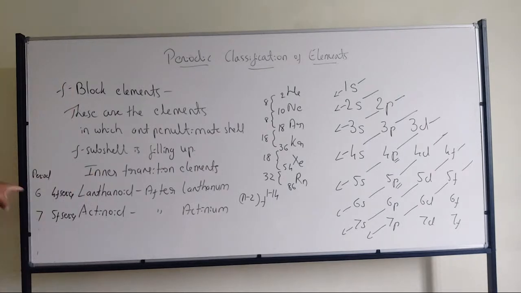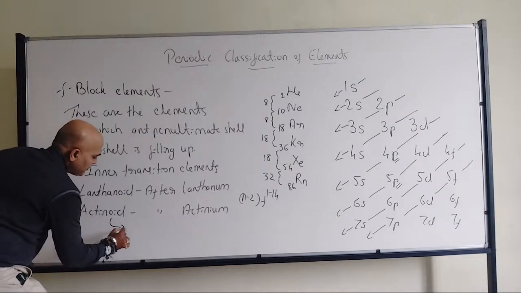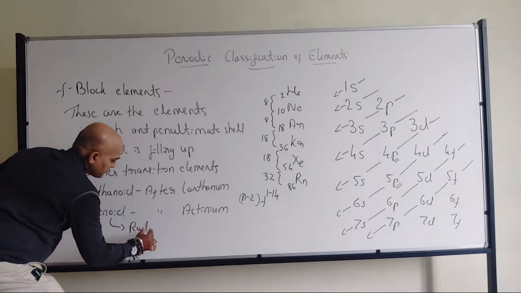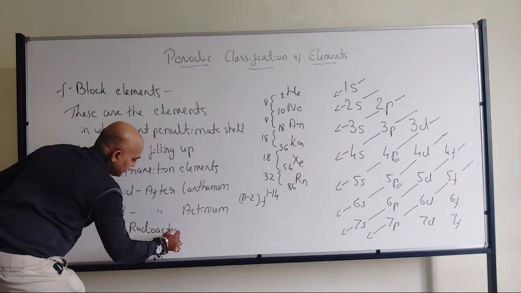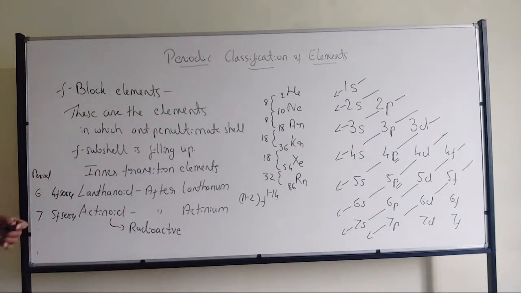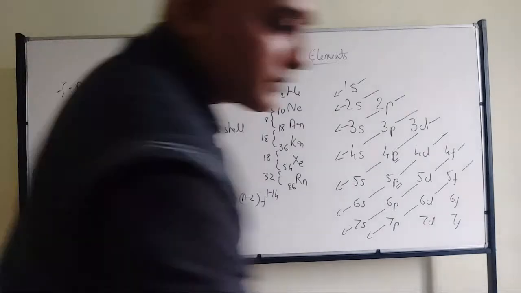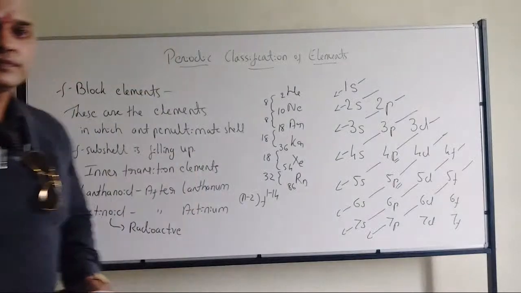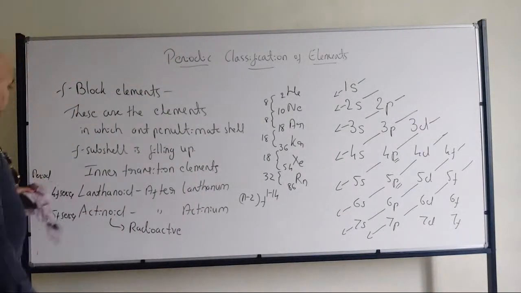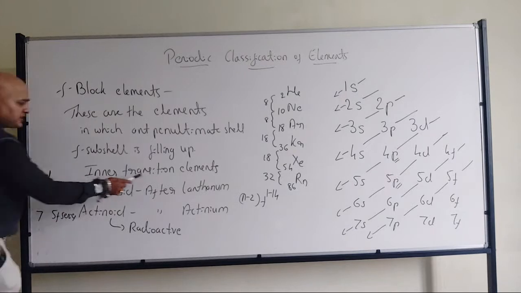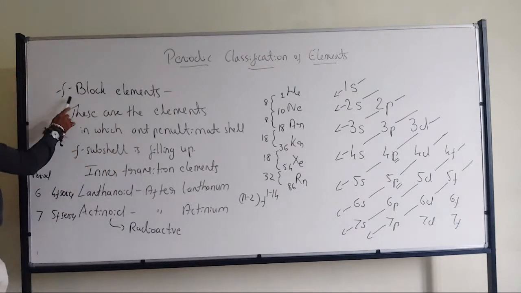And that also, actinoids are the ones where almost all the elements are radioactive in nature. Okay? So am I clear? Any doubts? Any doubts? Okay? So inner transition elements are nothing but F block elements.